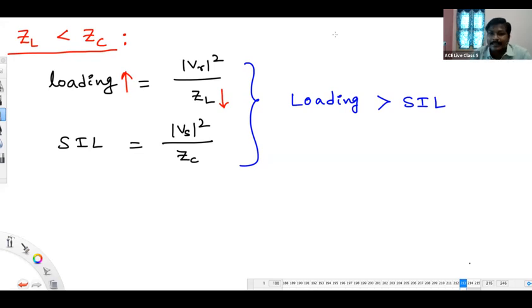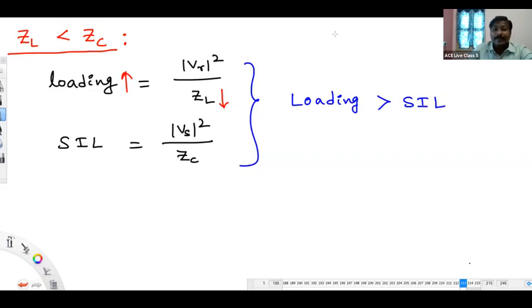Loading is greater than surge impedance. I will discuss this one a bit briefly. Just have a look, very simple. If the power demand is increased, what will happen to the receiving end current? It increases. The receiving end current will definitely increase.